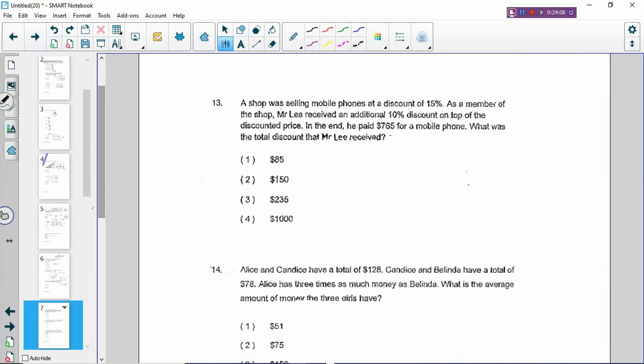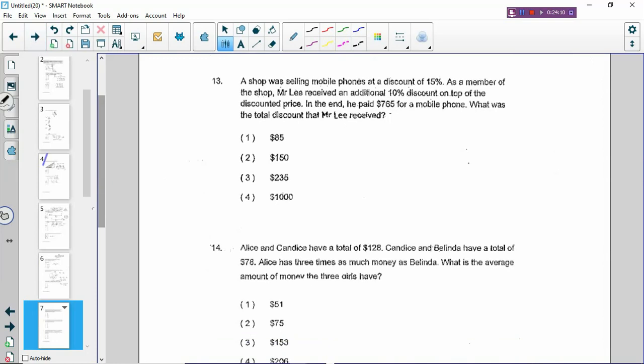Now, a shop was selling mobile phones at a discount of 15%. So now it's best to draw a model. If you're not sure how to do this, then always go for model drawing. So if I were to draw a rectangle, this is the mobile phone. Without the discount, it is always 100%. But once there's a discount, then you pay only 85%. That's what you paid.